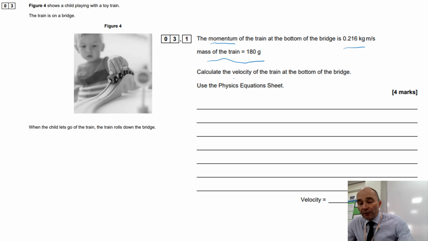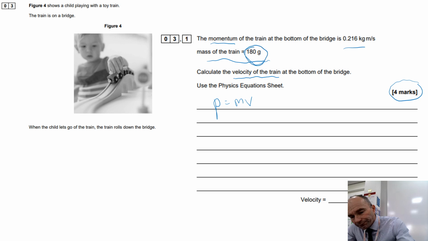We need to calculate the velocity of the train at the bottom of the bridge, and it's asking us to use a physics equation sheet. That makes life easier because obviously you've got all the formulas there. Now again, you should be a bit suspicious. This is worth 4 marks. We're just using one formula, which is momentum, represented by P, is mass times velocity. We're getting 4 marks for doing that. So again, be suspicious, and the mass is what you should be suspicious of.